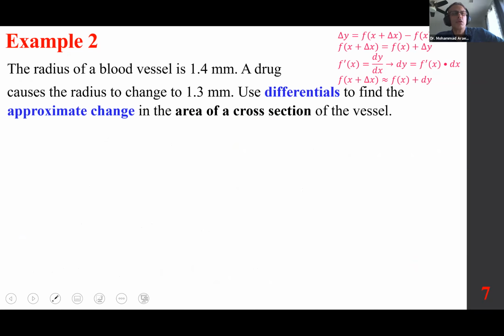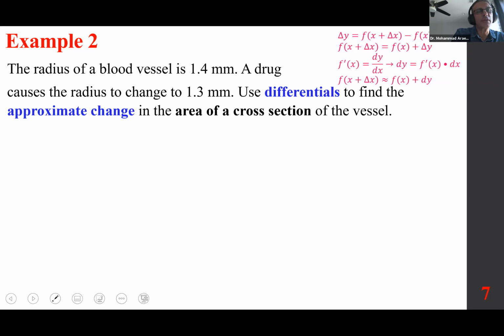Could somebody read this question, please? The radius of a blood vessel is 1.4 millimeters. A drug causes the radius to change to 1.3 millimeters. Use differentials to find the approximate change in the area of a cross-section of the vessel. Perfect, thank you so much.